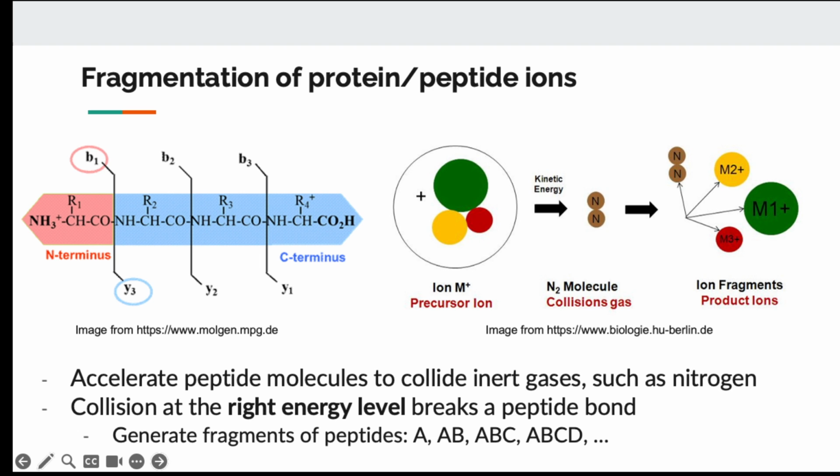The way that we do that in the mass spectrometer is we accelerate the protein and peptide and make it run into an inert gas, nitrogen gas or helium. When there is a collision between the protein and peptide and the inert gas, the energy from the collision will transfer into the chemical bond, and it can break the peptide bond. So this is how we induce the fragmentation of proteins and peptides.